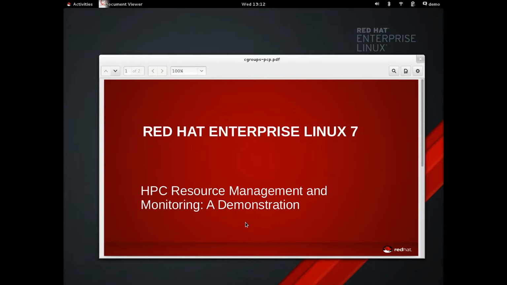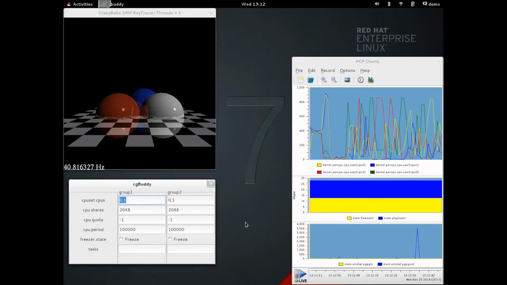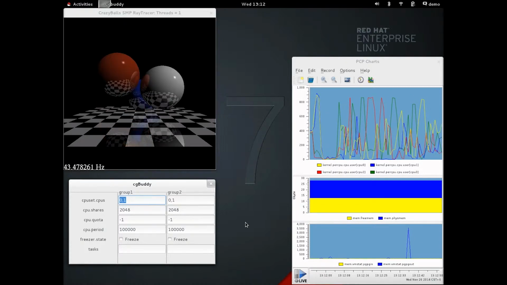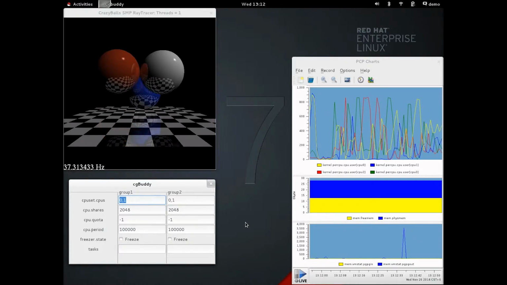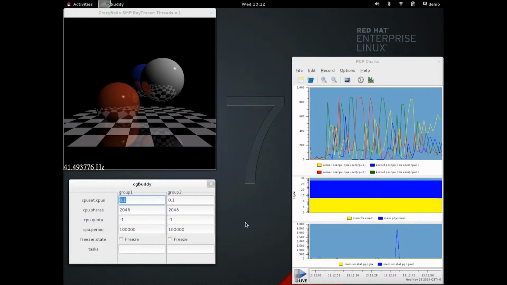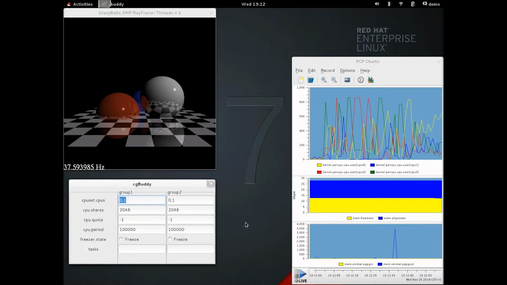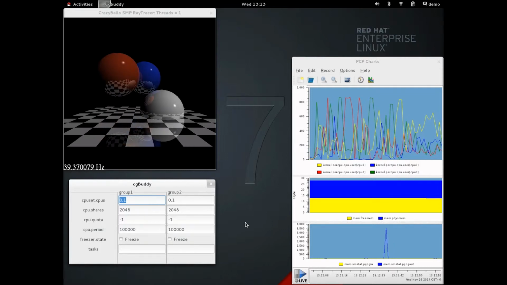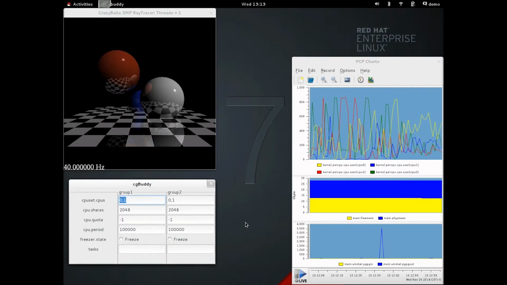Today I'd like to demonstrate how Red Hat Enterprise Linux 7 can be used to manage and monitor HPC workloads. During this demonstration, I'll be using three applications. On the far right of the screen is Performance Copilot, or PCP, a system monitoring tool that is included with RHEL 7. This charting tool can be used to monitor a number of system metrics, including CPU and memory utilization.